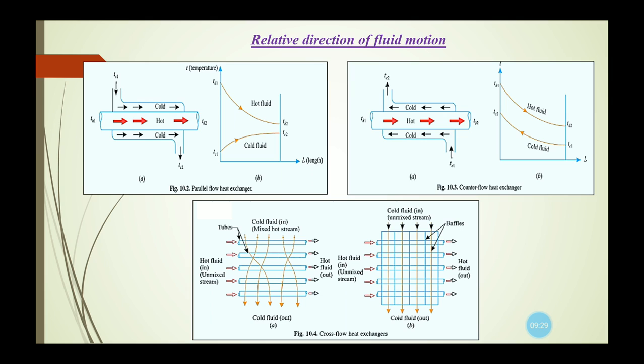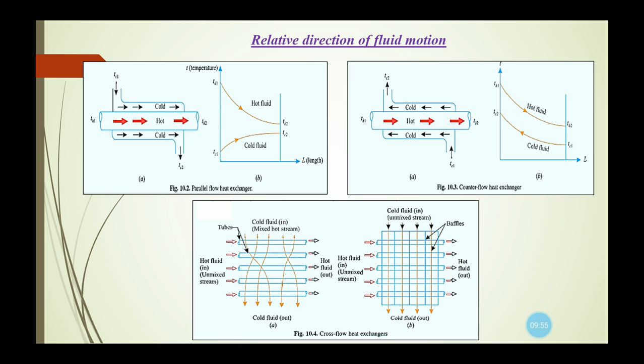Next, based on the relative direction of fluid motion, the heat exchangers can be classified as parallel flow, counter flow, and cross flow type of heat exchanger. Now this parallel flow is also known as unidirectional flow heat exchanger. So what is this parallel flow heat exchanger?